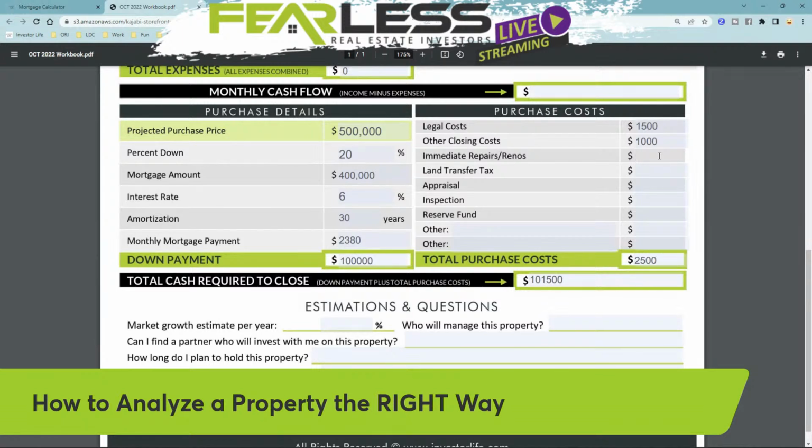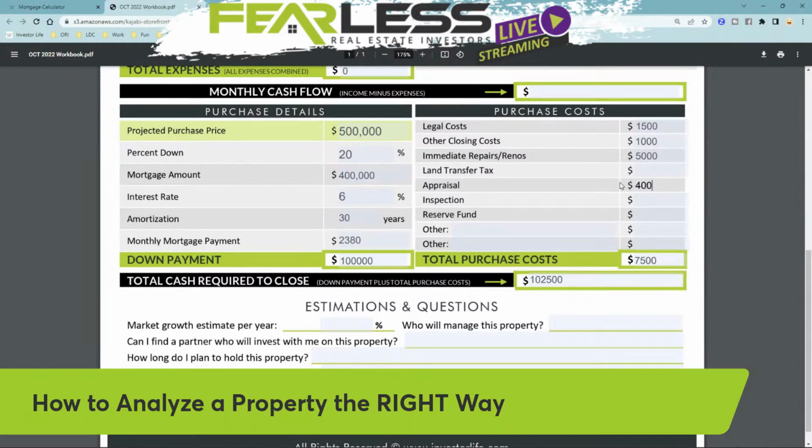So this particular property, we decided we need to do a small paint job. We're going to change some of the lighting fixtures and some of the door handles. And we're planning on spending $5,000 on this particular property. It happens to be in Alberta, so there's no land transfer tax. We're going to get an appraisal done, which is roughly about $400.